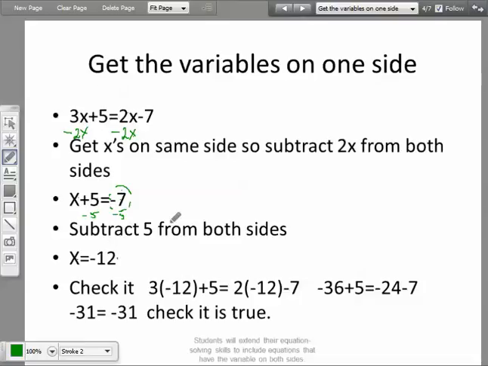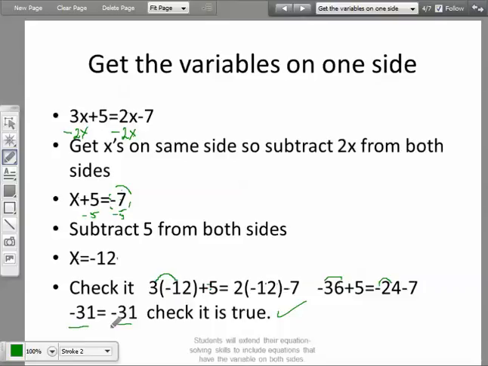I'm going to say 3 times minus 12, stick the value in there, plus 5. Is that equal to 2 times minus 12 minus 7? Well, 3 times minus 12, that's negative 36. And adding 5 to that, negative 36 plus 5 is negative 31. 2 times negative 12 is negative 24. And subtracting 7 from that is negative 31. They're equal to each other. It's true. Check. I checked it out.